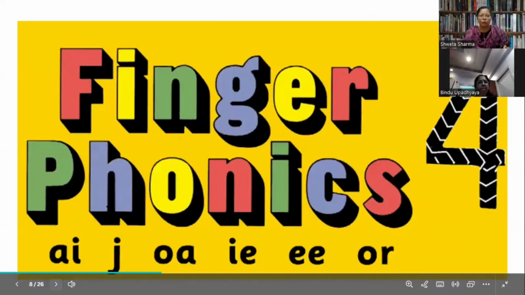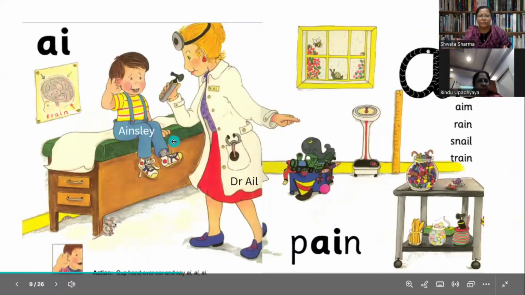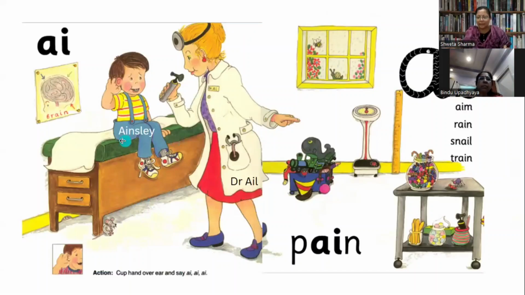Now we are doing group 4 finger phonics, and these are the sounds which we have covered in this. Look at this picture, and this is a child whose name is Ensley. Though Ensley is not a very common name, they have named the child Ensley so that the kids practice the sound of air. Okay, so Ensley and Dr. L is there who's taking care of his ear.